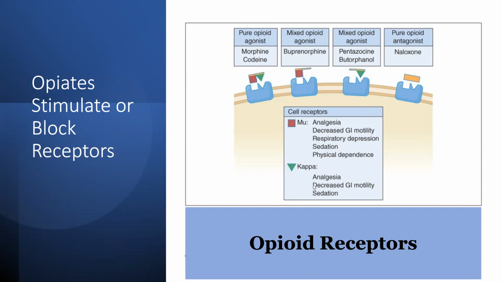Then if we see which drugs are going to act on the kappa receptor, it's pentazocine, butorphanol, morphine, and codeine as well. So they are acting on both receptors. Pentazocine and butorphanol are the only two drugs which do not cause physical dependence. Other than that, if they are acting on kappa, they are showing analgesia and decreased GI motility action, but not respiratory depression and no physical dependence for this drug. And naloxone doesn't act on any mu or kappa receptor. So naloxone is always an antagonist. It is given as an antidote for these drugs if taken in an overdose.